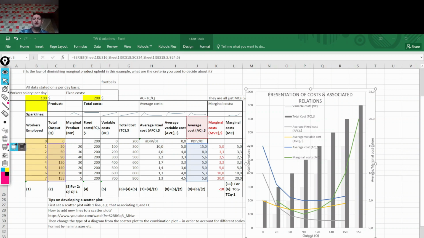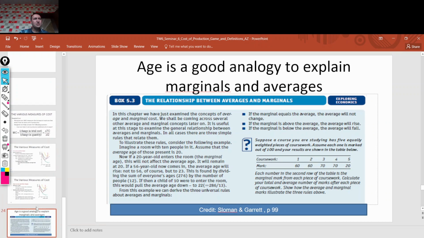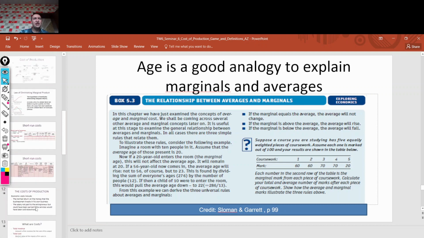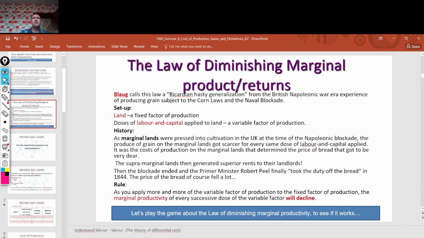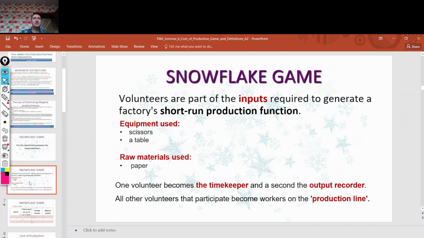Okay, what else can we do today? We can just as well summarize what we discussed, and especially with the aim of summarizing the shape of the curves, of the total, average, and marginal cost curves. I stated to you the law of diminishing marginal product. Then we discussed the implications from the snowflake game.